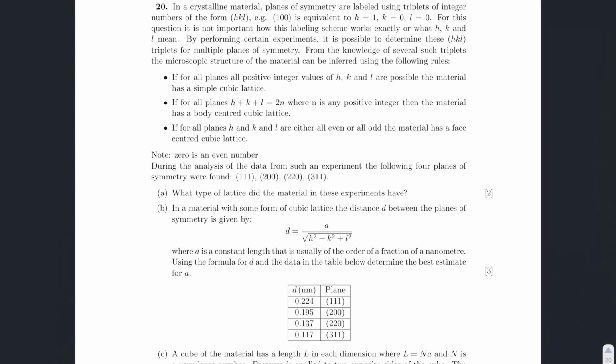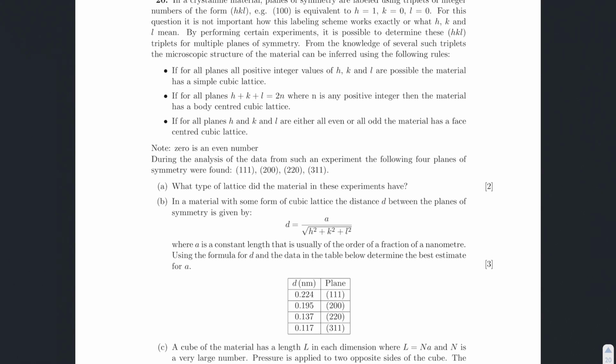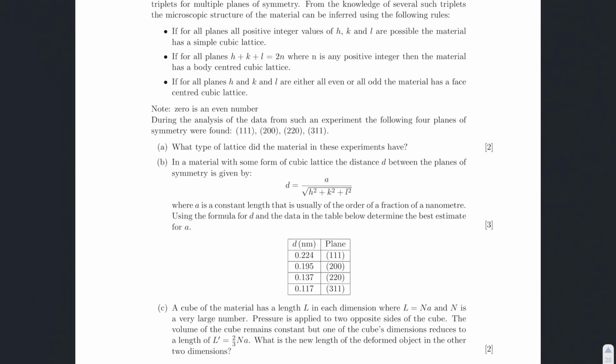So question 20. In a crystalline material, planes of symmetry are labelled using triplets of integer numbers of the form HKL, e.g. 100 is equivalent to 100. Okay, so not numbers, just some labels. It doesn't matter what they mean. It is possible to determine these for multiple planes of symmetry. From the knowledge of several such triplets, the microscopic structure of the material can be inferred using the following rules.